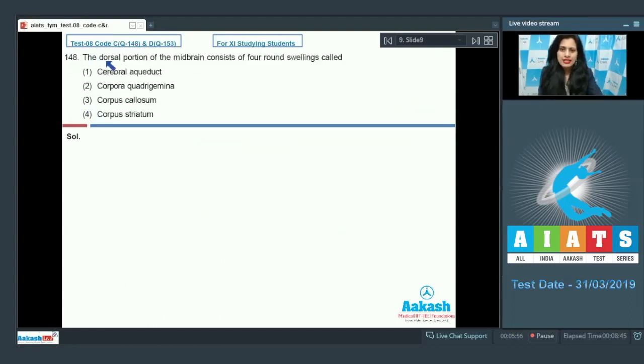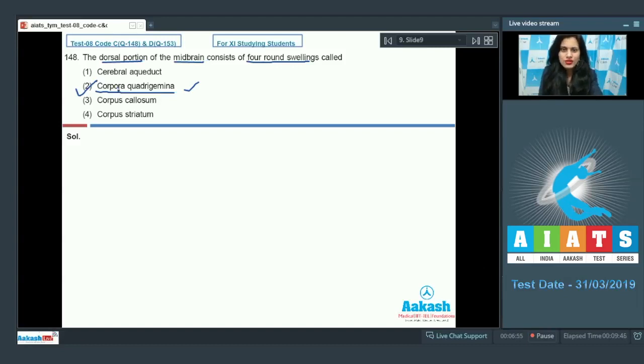Question number 148. The dorsal portion of the midbrain consists of 4 round swellings called, and the options are cerebral aqueduct, corpora quadrigemina, corpus callosum, and corpus striatum. And the correct answer to this question is option number 2, corpora quadrigemina. The dorsal portion of midbrain consists of 4 round swellings called corpora quadrigemina that controls auditory and visual reflexes.